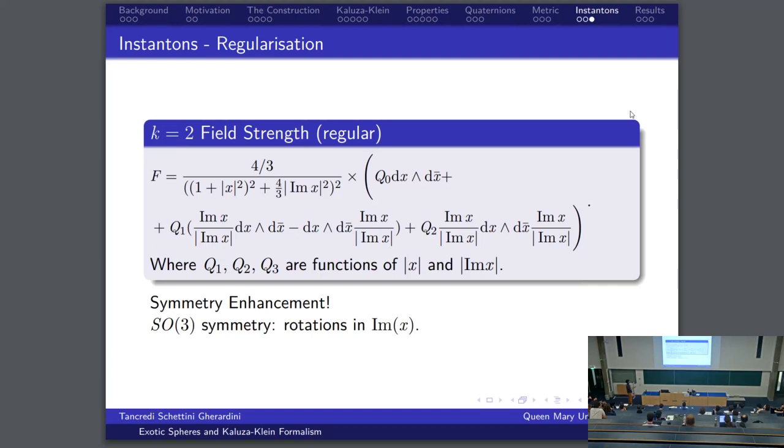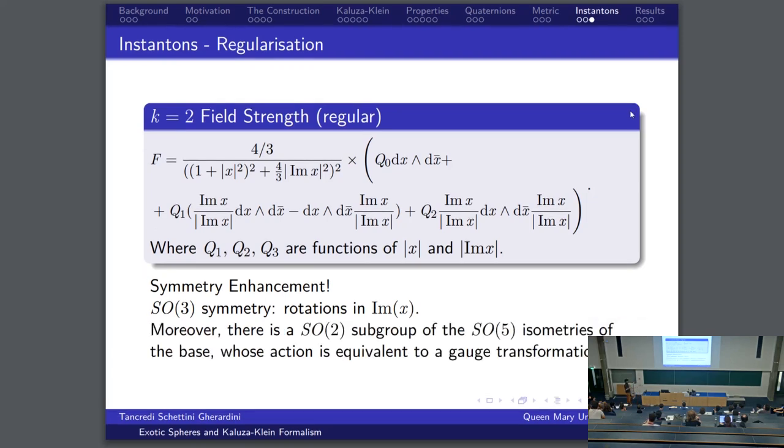So you will probably believe me if I tell you that there is this symmetry here, SO3 symmetry in the rotations of that imaginary part of x. So it's not immediate, but you can kind of see it. And then something which is more subtle is that if you act on this instanton with a subgroup of the isometries, you're effectively enforcing gauge transformations. And these gauge transformations can be undone by the isometries of the fiber. So you can combine these two things, and SO2 becomes indeed another part of the isometry group, which means that we have found the maximal isometry, SO3 times SO2.